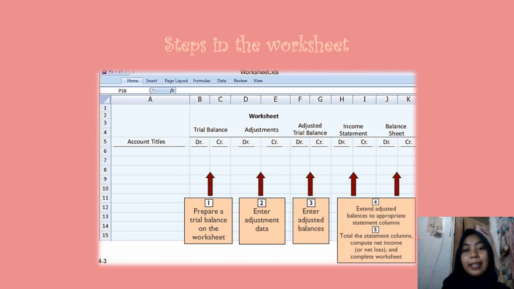There are steps for you to make a worksheet. The first step is prepare a trial balance on the worksheet. The second is enter adjustment data. The third is enter adjusted balances. The fourth is extend adjusted balances to appropriate statement columns. And the last, the fifth, is total the statement columns to compute net income or net loss and complete the worksheet.